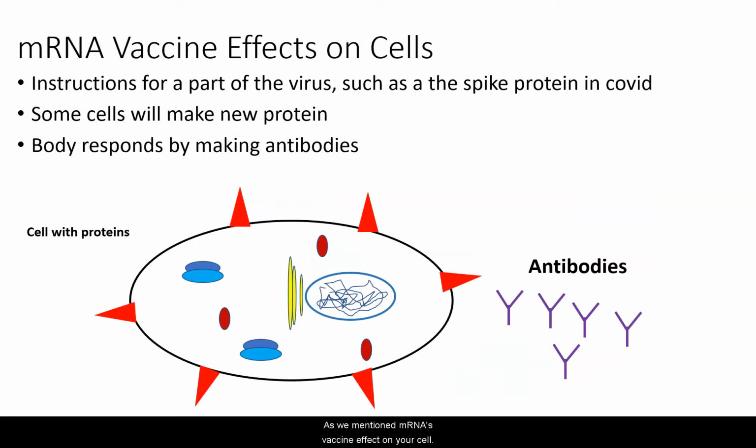As we mentioned, the mRNA vaccine's effect on your cell is to make a part of the virus's proteins. These proteins can take the form of many shapes. For instance, the one illustrated here looks almost like a party hat. The important thing is that the mRNA is specific for that virus. Your body's immune system will then respond by making antibodies to these foreign proteins.